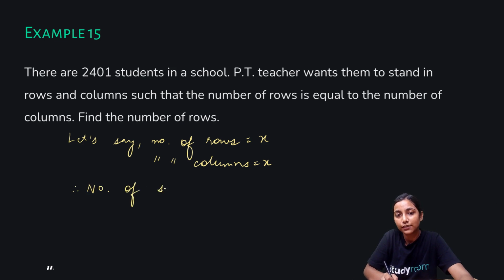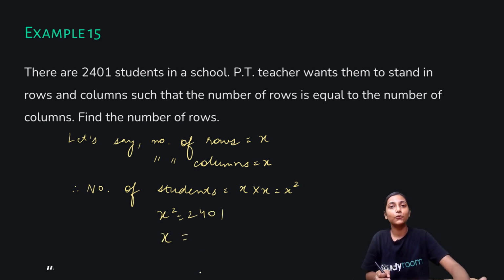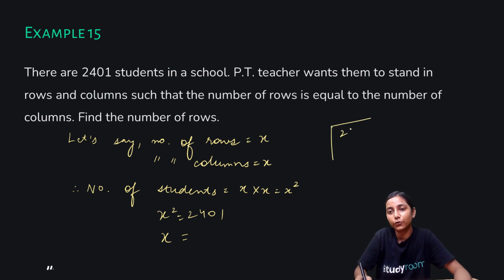the number of students will be x into x, that is x square. X square is given to be 2401. What will be our x? X, or you can say the number of rows that we have to find, or even the number of columns, will be the same. That will be the square root of 2401. I'll find it for you.